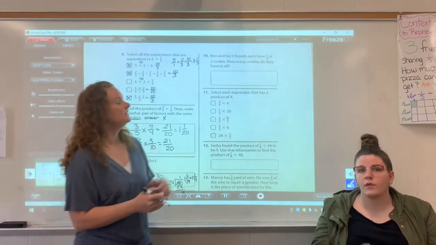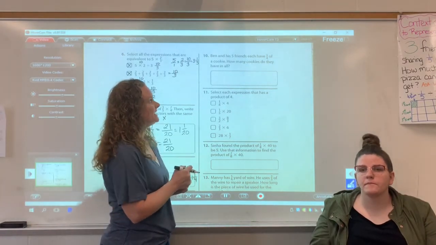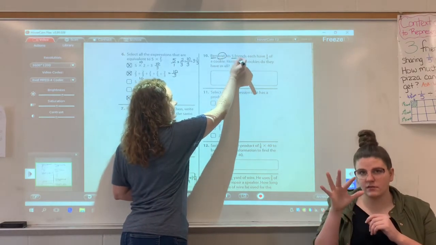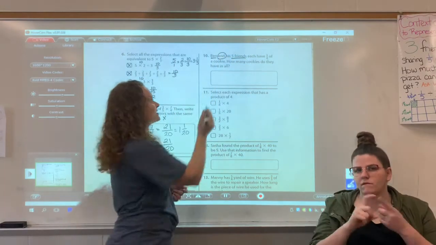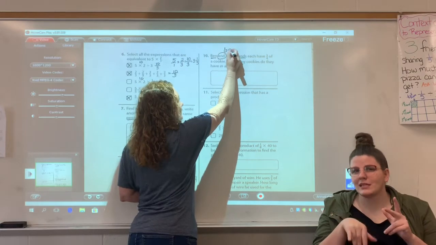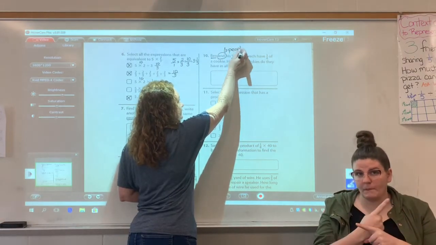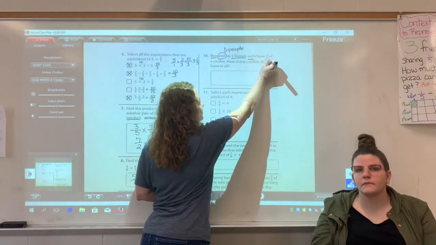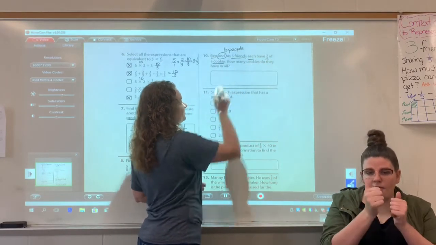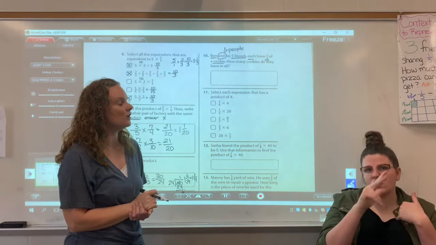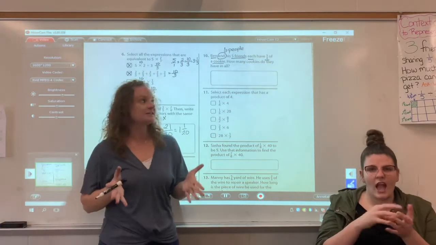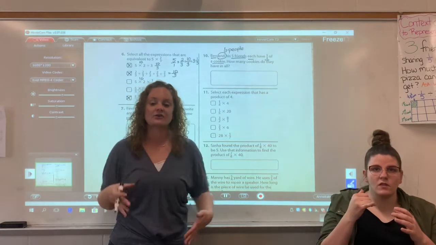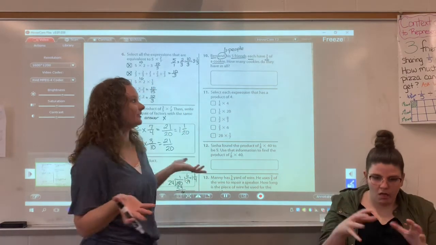All right, number 10. Ben and his 5 friends. So how many people is that? That is actually 6 people. And each have 3/4 of a cookie. How many cookies do they have in all? So if Ben and his 5 friends are sitting around and they each have their cookies, if they were to take their cookies and put them all together, how many cookies would they have in all at the end result?